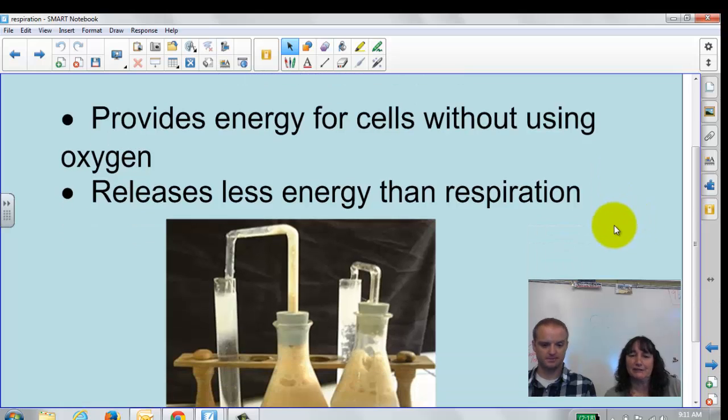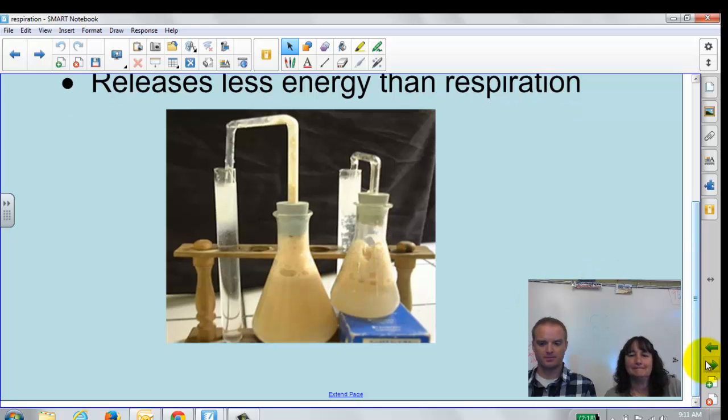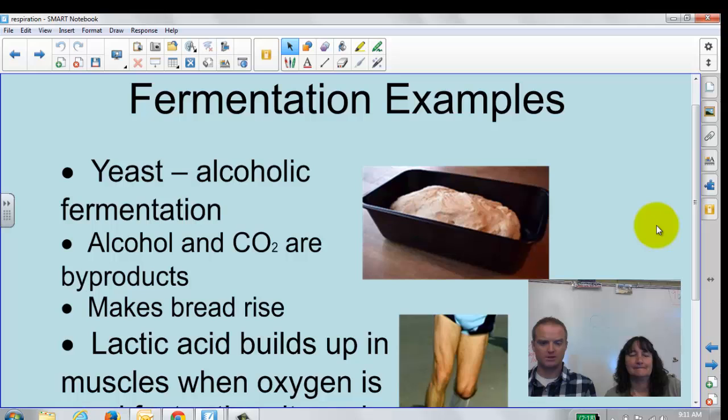Not as efficient, no. There's some yeast. Looks like it's working right there. The gas bubbles, all those CO2 bubbles. And so some examples of fermentation. I think you mentioned there the yeast. And they carry out a type of fermentation called alcoholic fermentation. So it makes that bread rise. Those tiny CO2 bubbles, that's what makes bread nice and flaky there. So that CO2 is a byproduct.